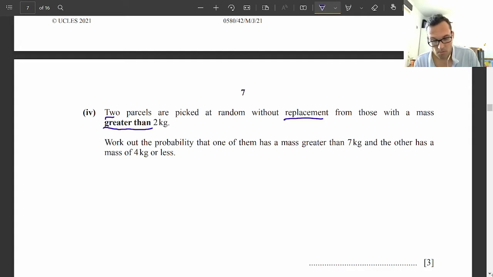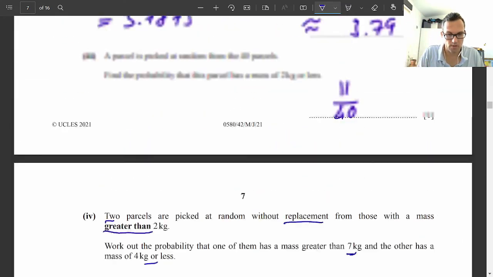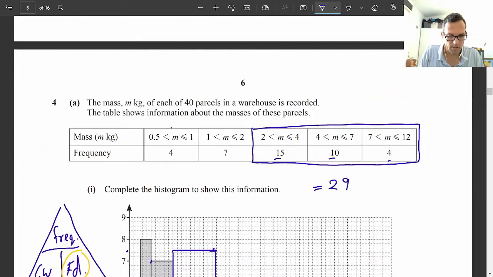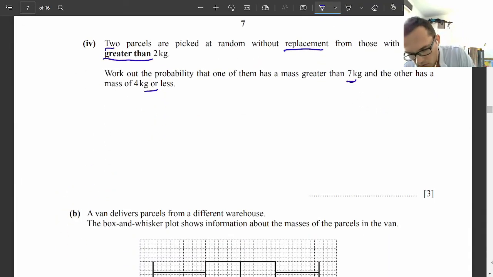We need to work out the probability that one of them has a mass greater than 7 kilograms and one has a mass of less than 4. So let's go first. Let's imagine now there's a bunch of parcels and we pick one. The first outcome we want is one with a mass greater than 7 kilograms. We take that parcel. That parcel should be one of these 4 parcels. The probability of picking that is 4 out of 29. Let's write that down. So that's 4 out of 29 picking that one parcel.